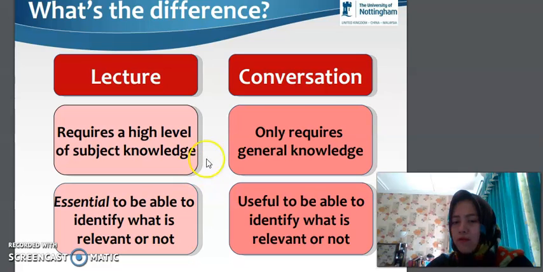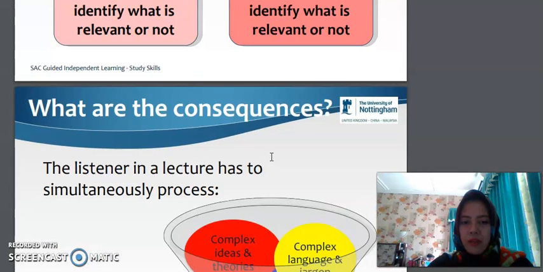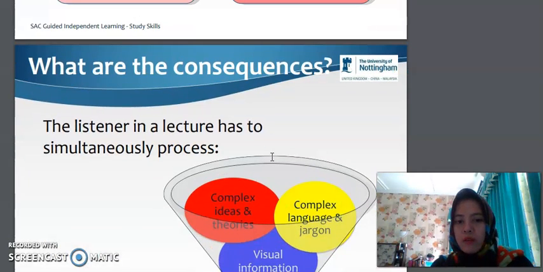Okay, what about the conversation? It only requires general knowledge. It's also useful to be able to identify what is relevant or not, because in conversations you don't have to know the exact theory. It's more everyday talk. So the issues are general things. Okay, something like that. What are the consequences?